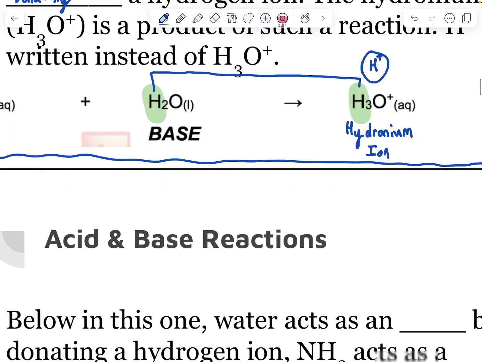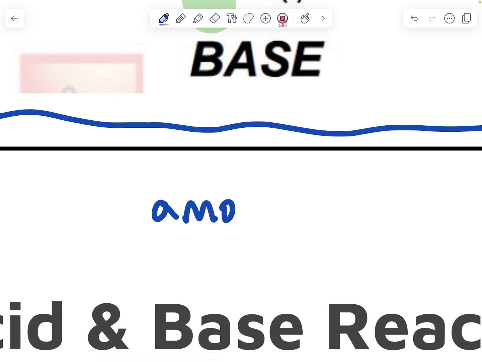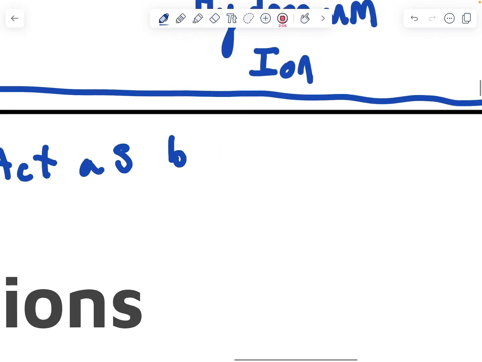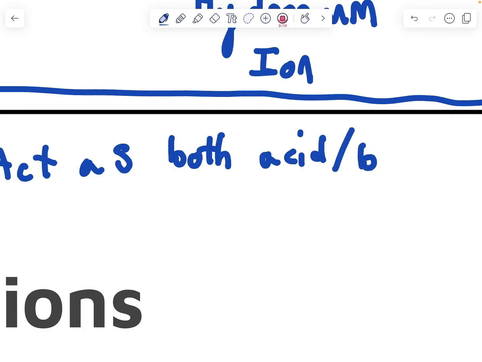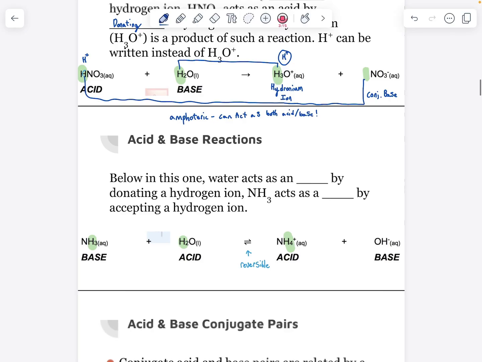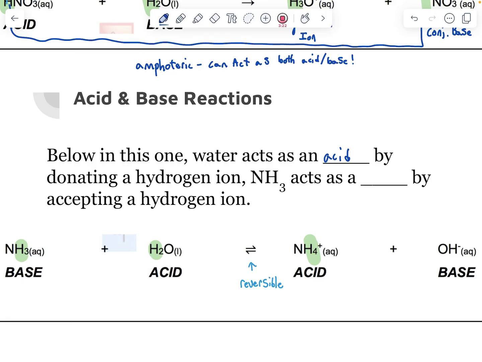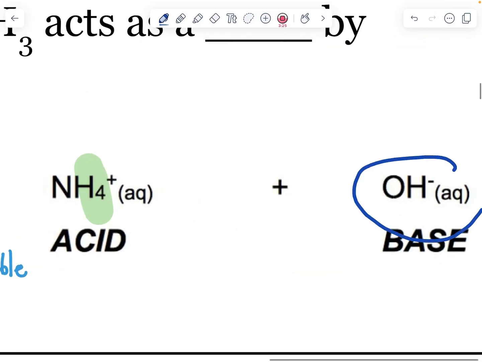And water is a species that is amphoteric, which just means it can act as an acid or a base. So it can act as both an acid and a base. So in this one, water is actually our acid because it's giving up the hydrogen ion and turning into our hydroxide ion right here.